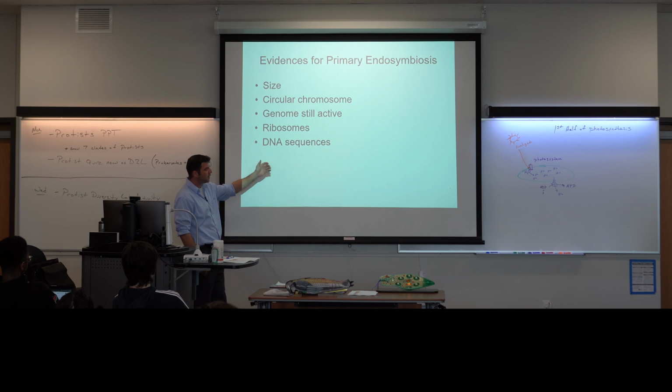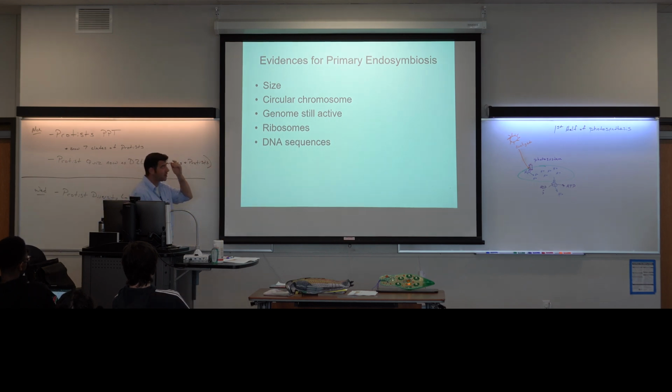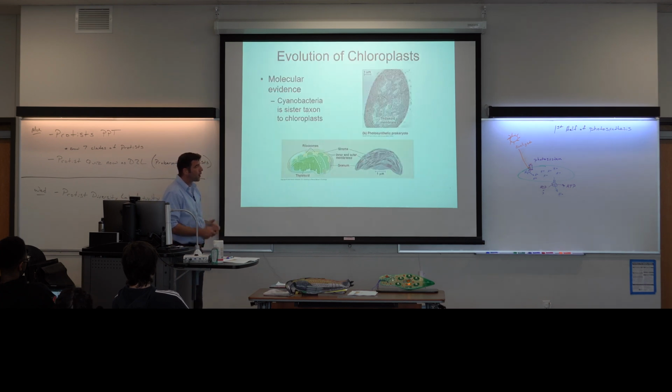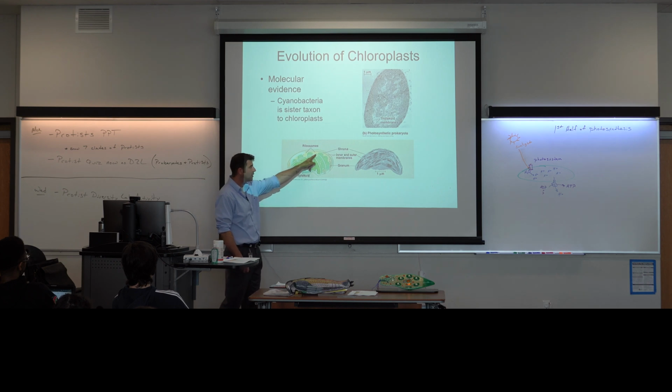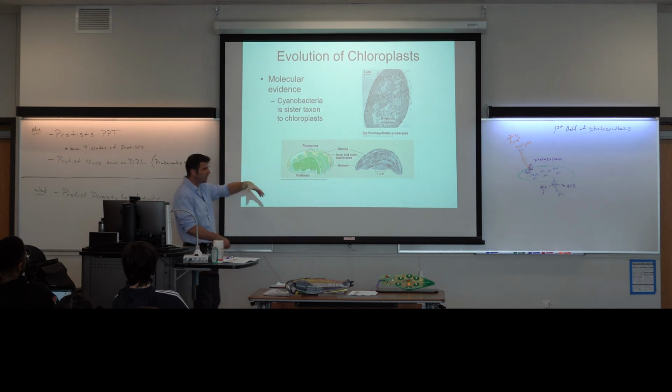We mentioned at least 5 lines of evidence for that back in 1406. The fact that those prokaryotic cells and organelles inside of a eukaryotic cell are about the same size. We said those prokaryotic cells and these organelles have their own ribosomes. They have their own DNA. That DNA is still active. It still makes proteins.